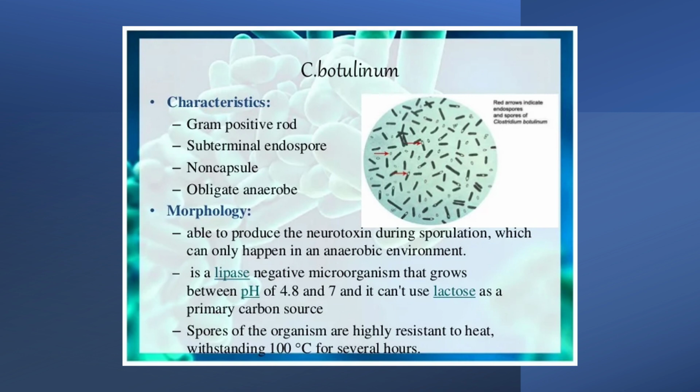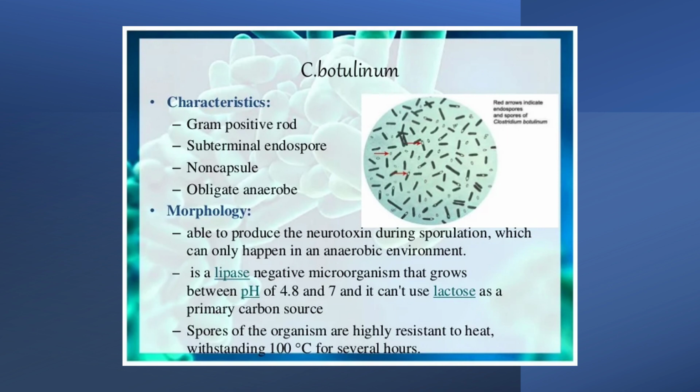It is a gram-positive rod-like bacteria. It has a subterminal endospore. It is non-capsulated, it doesn't have a capsule, so it can be easily phagocytosed by immune cells. And it is an obligate anaerobe. Now, what do you mean by obligate anaerobe? It can survive in anaerobic conditions, if there is no presence of oxygen.